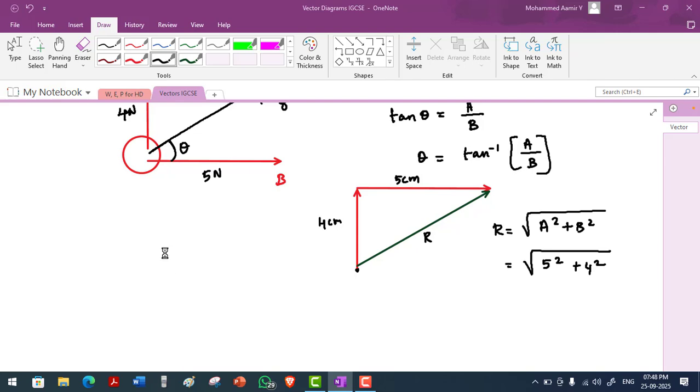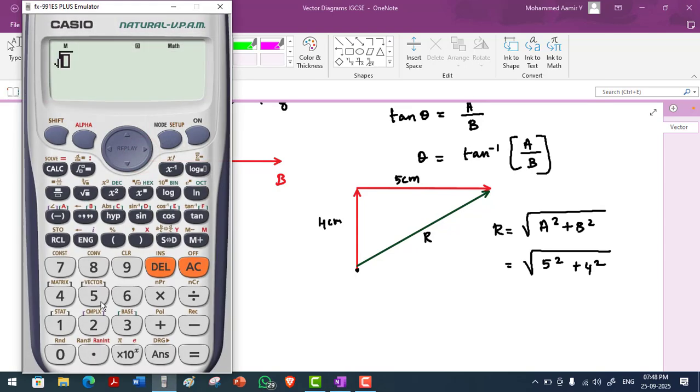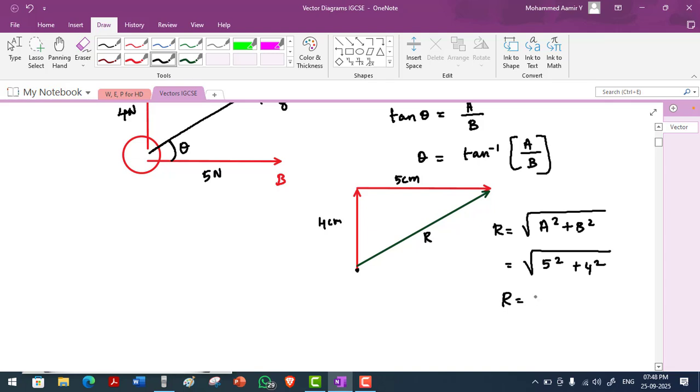So the root of 5 squared plus 4 squared, that is the root of 41, which is approximately 6.4 centimeters. Or if I convert, this will be 6.4 newtons. If you want to measure theta, you can directly use the protractor and measure theta.